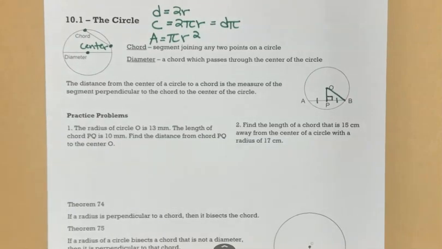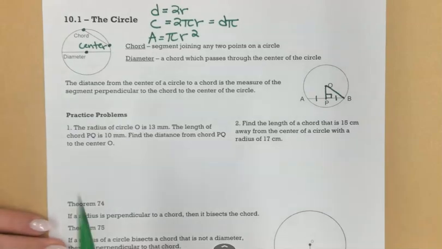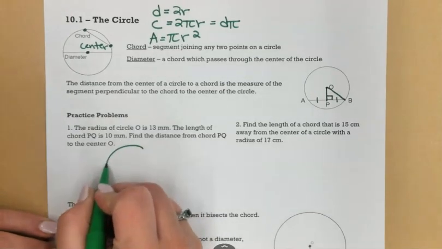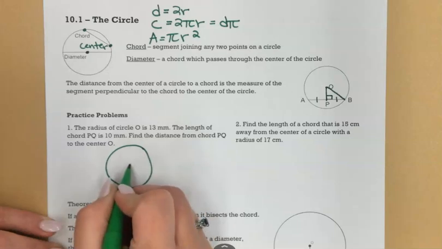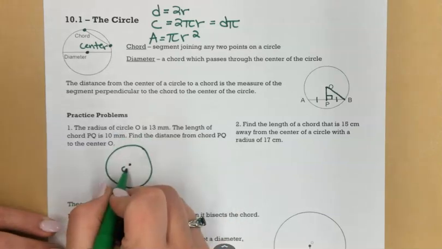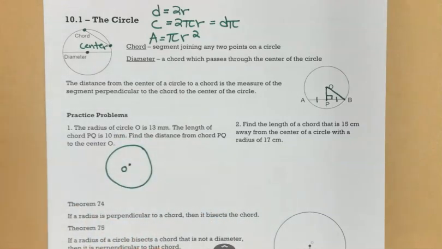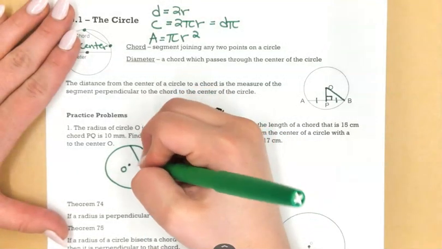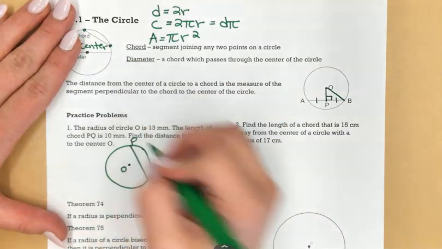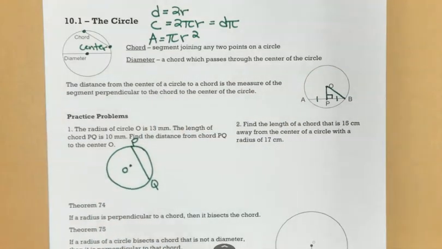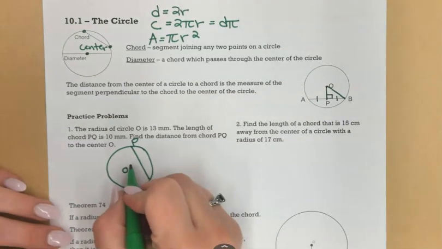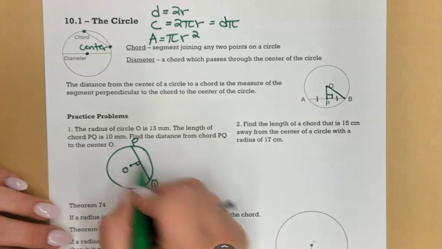So let's start with practice problem 1. The radius of circle O is 13 millimeters, so I'm going to start with a circle. And if it's called circle O, that means that my center point is O. So like if we had circle A, that center point would be called A, etc. Then we've got the length of chord PQ is 10. So anywhere in the circle you can draw a chord, and its endpoints are P and Q. And we want to find the distance from the chord to the center. So again, that's going to be that perpendicular distance.